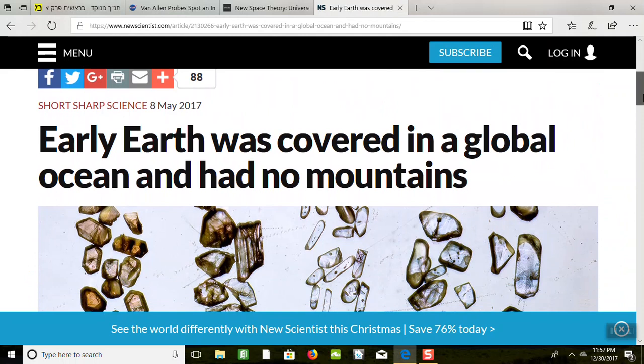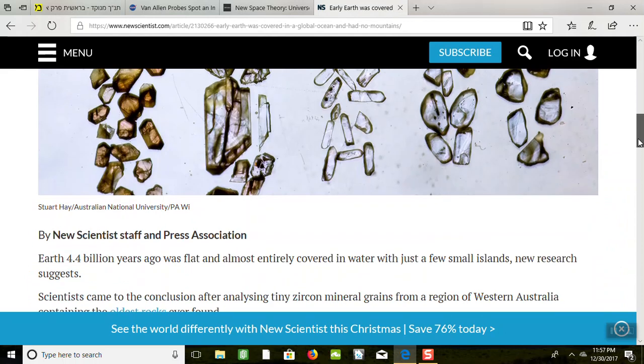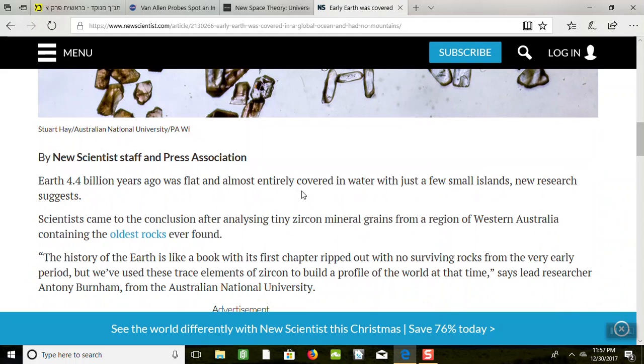Now look at this. This is an article that I read. I found it very interesting. It said early Earth was conceived in a global ocean and had no mountains. Now, these numbers here, I don't really go along with. But then again, I'm not going to sit here and say the Earth is this age or that age. I don't believe the conventional number, but then again, it could be true. I'm just showing you what the Torah says.